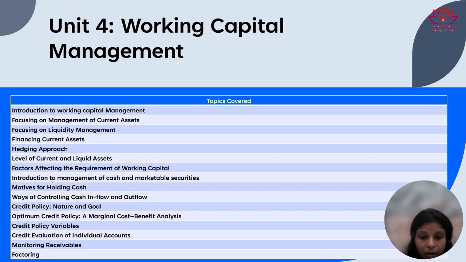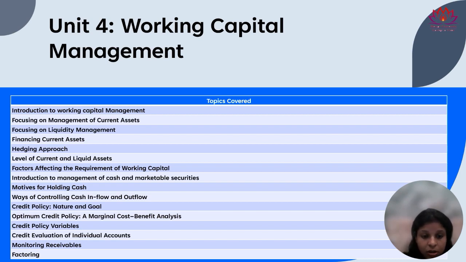Unit 4 is working capital management. It includes what working capital management is and how we can manage the current assets. Also, it tells how we can manage the liquidity of our company and its current assets. It also discusses the hedging approach and how much current and liquid assets a company must have. Also, it discusses the factors affecting the requirement of working capital. It also discusses the management of cash and other marketable securities.